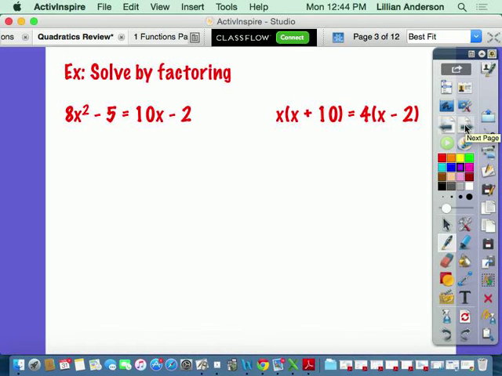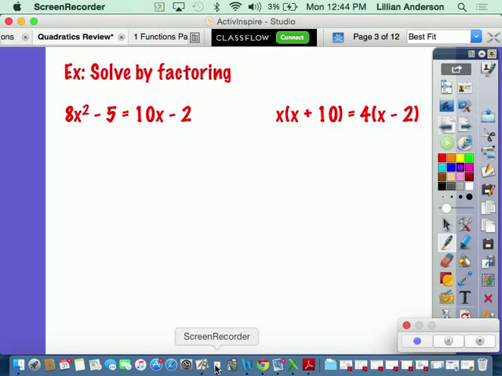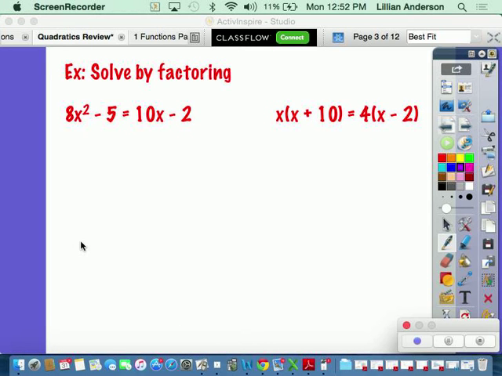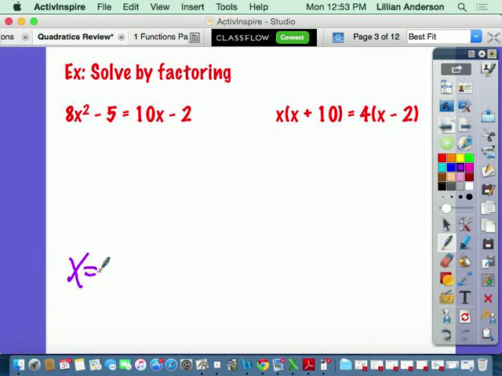Let's do two more. I'll let you guys do these on your own. Then we'll come back together in like 5 minutes, maybe less. Record this. And what do you guys get for x? x equals what? And over here, x equals? Like that? Yeah. Okay.